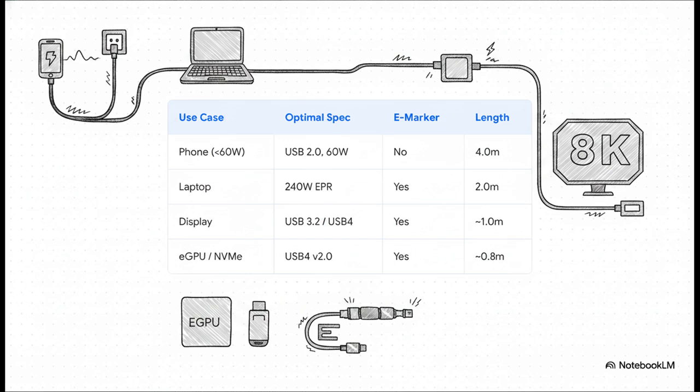But if you are powering a high-end workstation laptop, you need a 240W EPR-marked cable, and you need to cap it at about 2 meters. Need to run a massive 8K external display? You've got to step up to USB 3.2 or USB 4 and keep it under a meter unless you want to pony up for an active cable. And for extreme high-speed storage or an external GPU, you absolutely, non-negotiably need an 80 gigabit USB 4 version 2.0 cable with an e-marker, and trust me, it's going to be very short. It's all about matching the specific tool to the specific job.